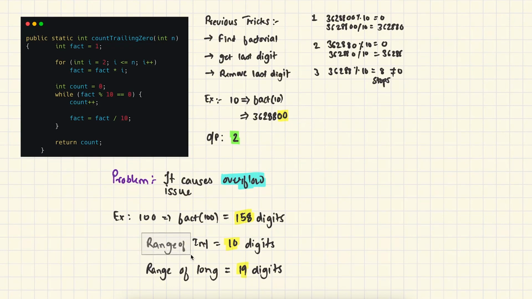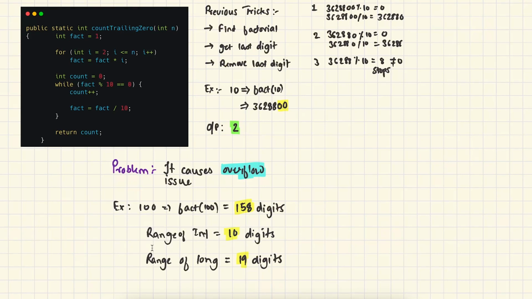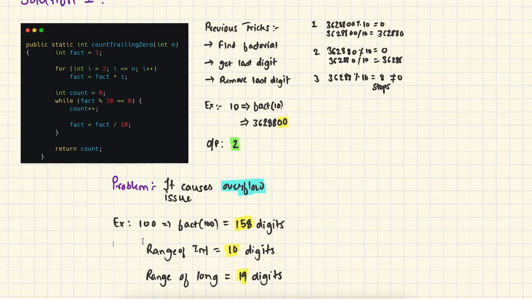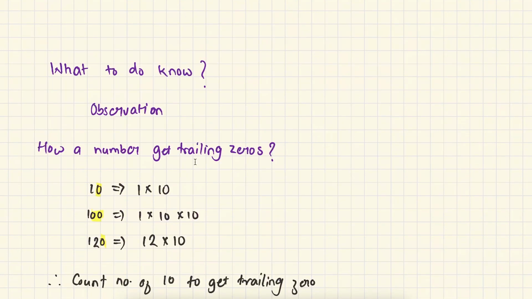If you see, the range of the integer data type is only 10 digits, and the range of the long data type is 19 digits. So anyhow we are not able to store 158 digits in an integer as well as in a long. So in this case our solution is not going to work. If you try to run this code with n equal to 100, it simply throws an overflow error. So now what to do?